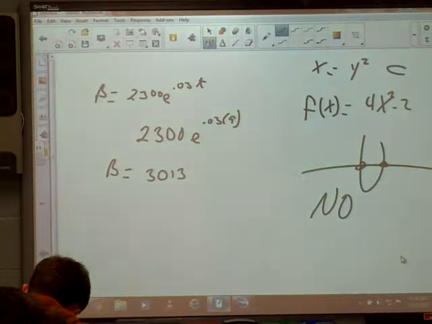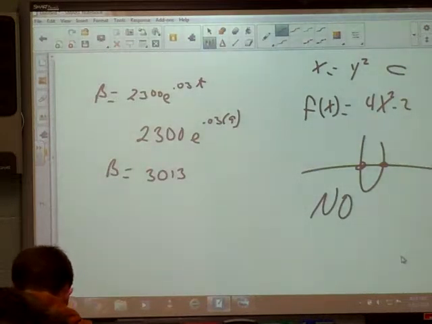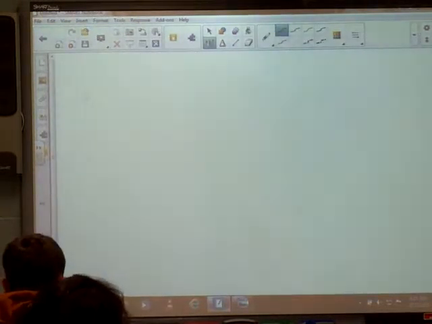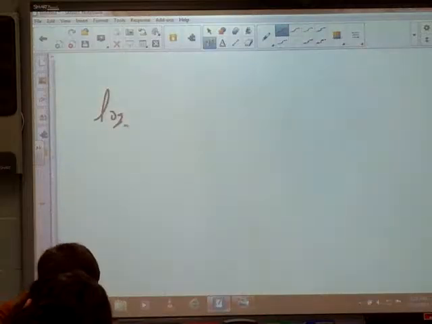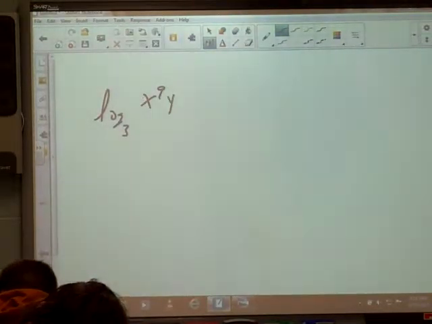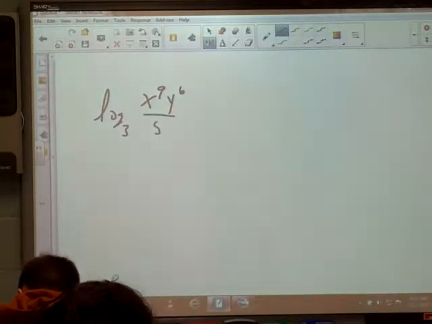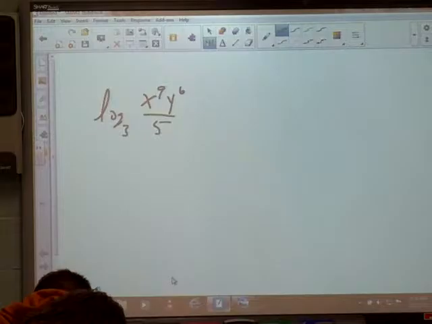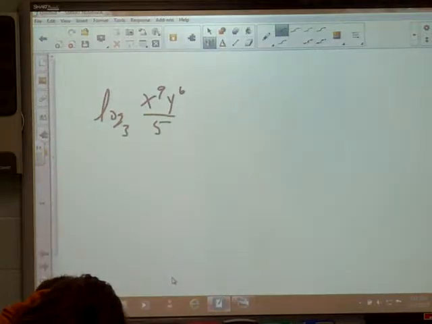Alright, on 8. We've got to do a little bit of writing on 8 because we've got to use some of those properties. I got log base 3 of x to the 9th, y to the 6th, divided by 5. So I've got all 3 properties involved in this because I see powers, I see multiplication, and I see division. That's all 3 of the properties on this, okay?